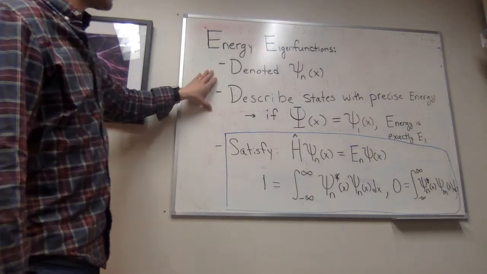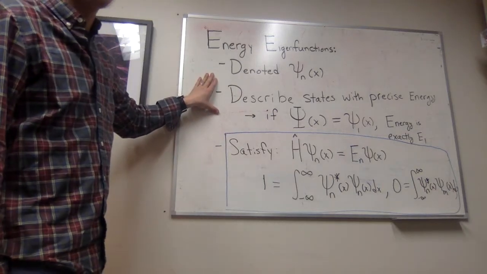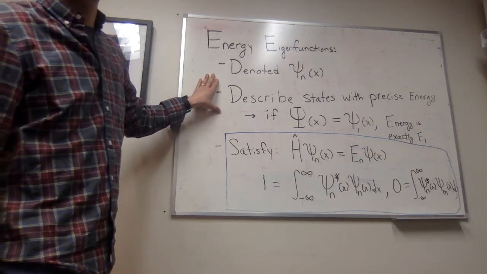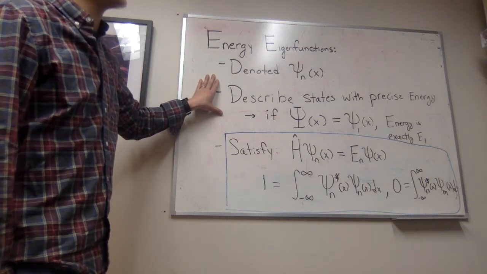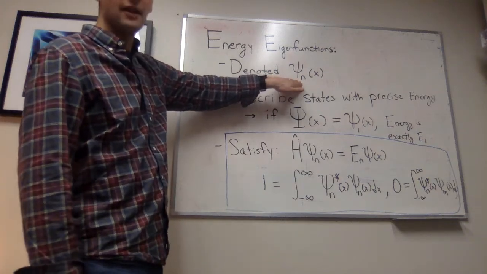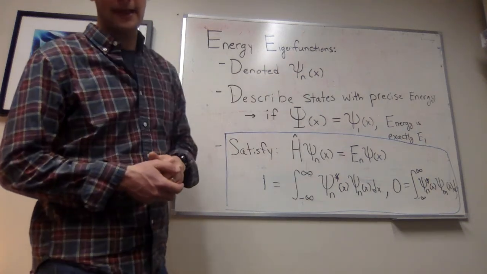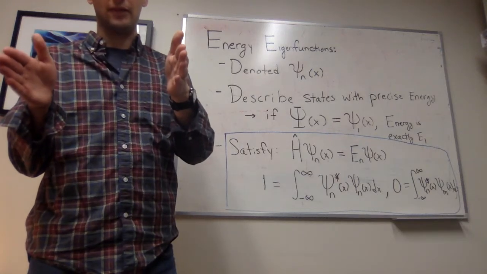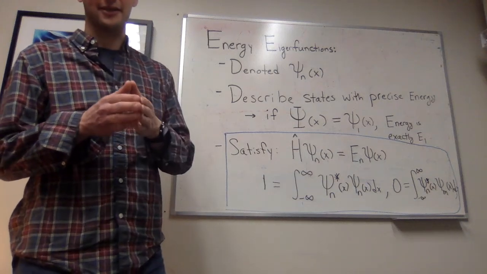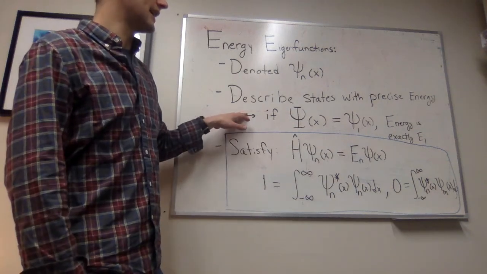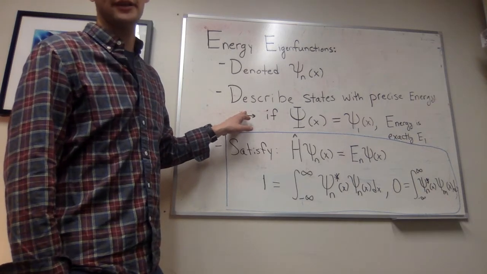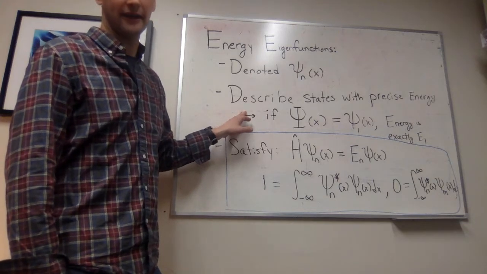So what's the property of the energy eigenfunctions? Well, they describe states that your quantum mechanical system can be in, in which that system has a precise energy. For the particle in a box, the system is an electron, and it's confined to be in some limited region of space. It turns out there are certain states that electron can be in in which the energy has a precise value. Those states are known as the energy eigenstates or the energy eigenfunctions.